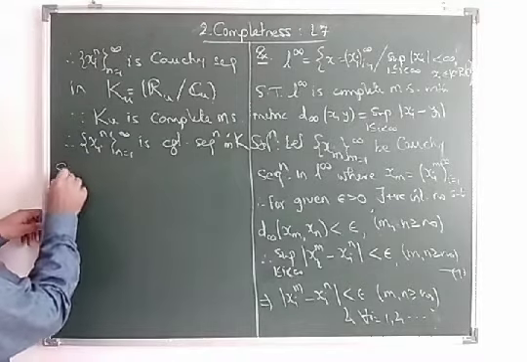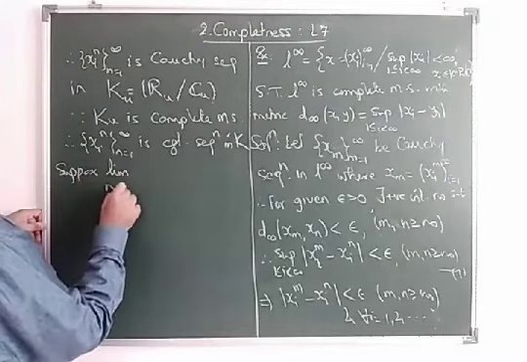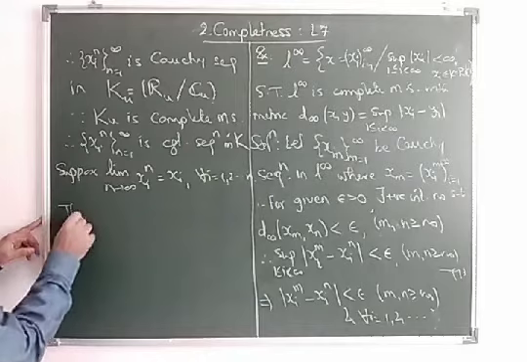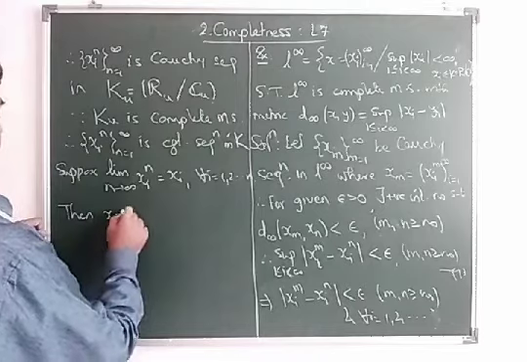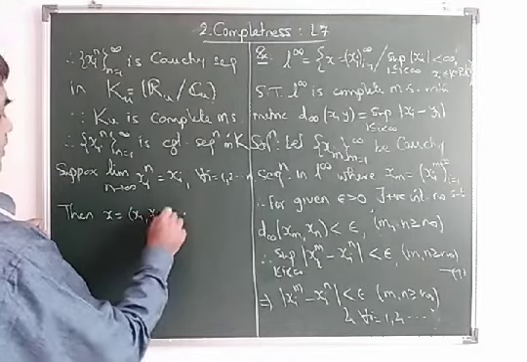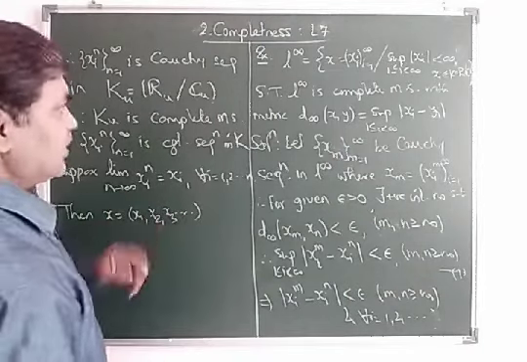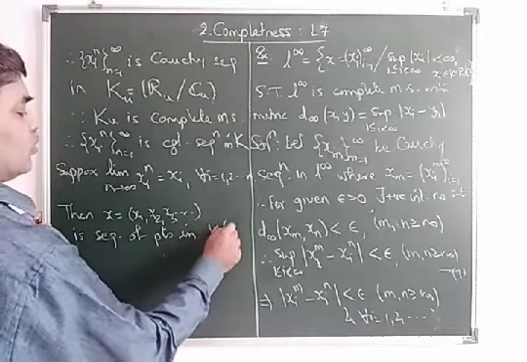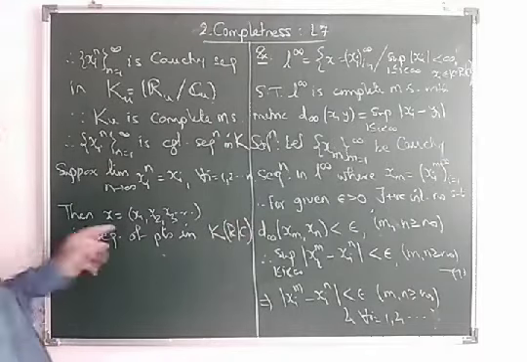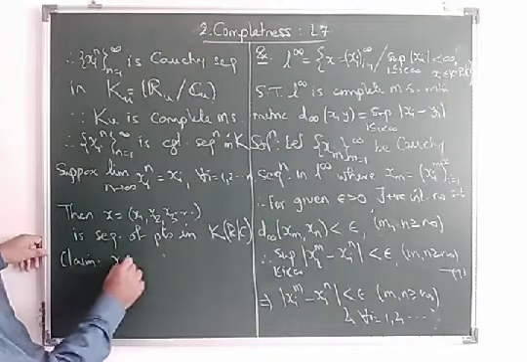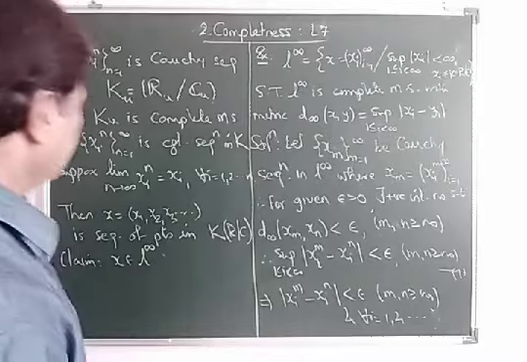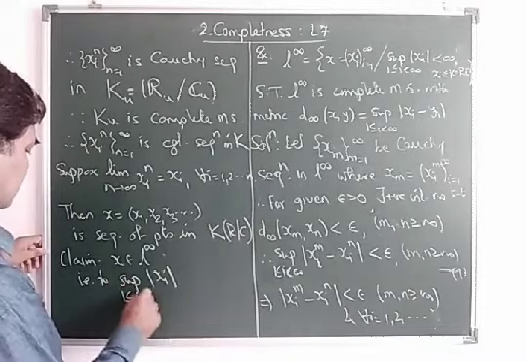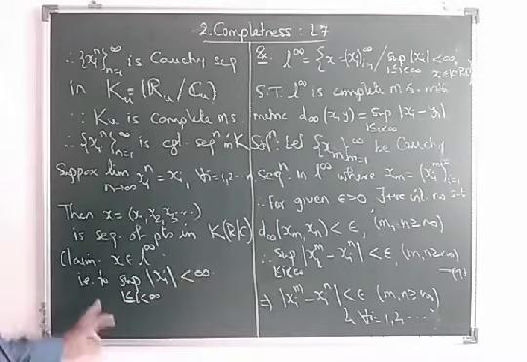Suppose the limit as n tends to infinity of xi^(n) is equal to xi for every i. Then x = (x1, x2, ...) is a sequence of points in K, which is R or C. This is a sequence of points, and we claim to show that x belongs to L infinity. That is, we have to show that the supremum of |xi|, 1 ≤ i < infinity, is less than infinity. That is our aim.